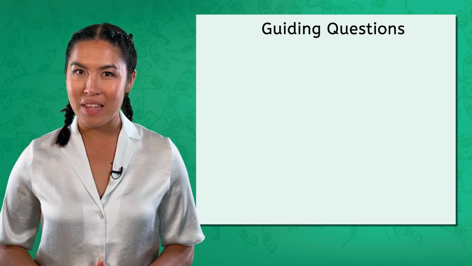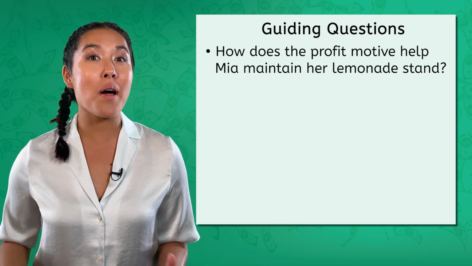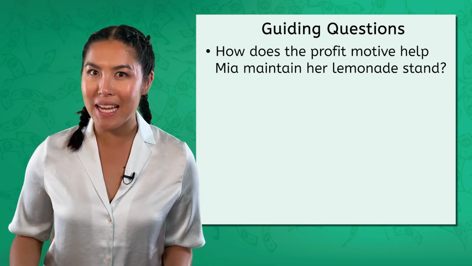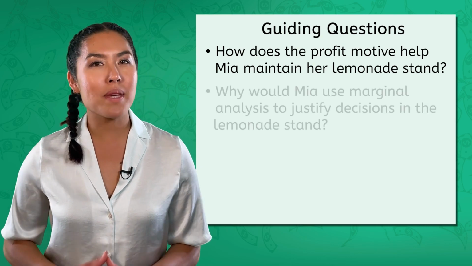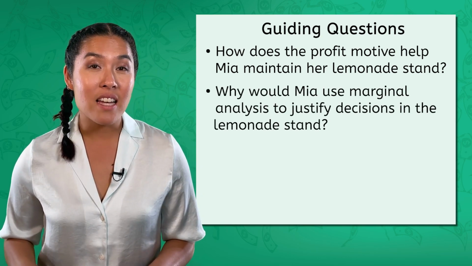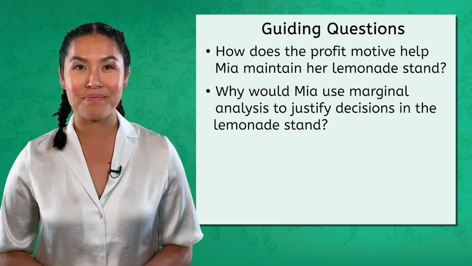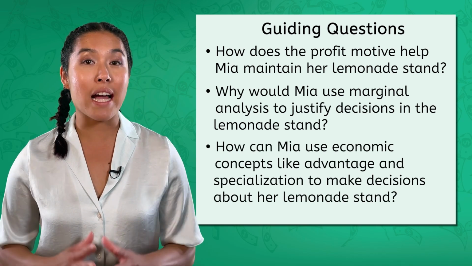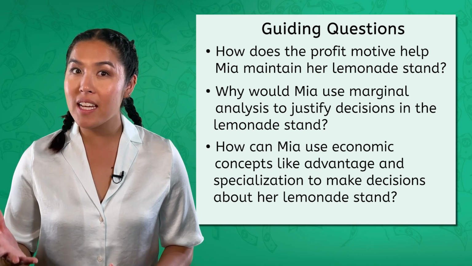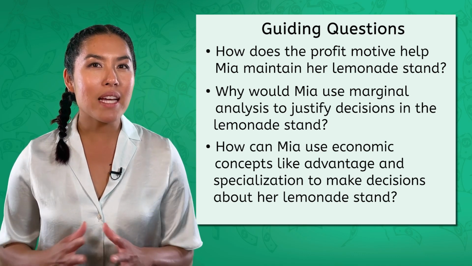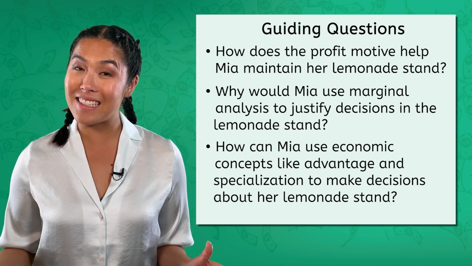In today's lesson, we're going to use concepts that we've discussed in Unit 2 to answer the following questions. How does the profit motive help Mia maintain her lemonade stand? Why would Mia use marginal analysis to justify decisions in the lemonade stand? How can Mia use economic concepts like advantage and specialization to make decisions about her lemonade stand?